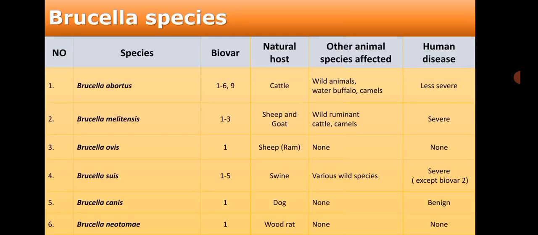Various Brucella species and their biovars have been described in the table. Brucella abortus consists of 7 biovars, that is 1 to 6 and 9. Brucella melitensis consists of 1, 2 and 3 biovars. Brucella ovis, Brucella canis and Brucella neotomae consist of a single biovar, and Brucella suis consists of 1 to 5 biovars.